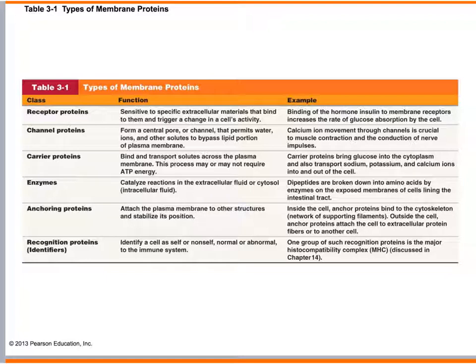Carrier proteins bind and transport solutes across the cell membrane. This process may or may not require ATP. We'll learn that later on. Enzymes are chemical catalysts, and they catalyze reactions in extracellular fluid or cytosol. Anchoring proteins attach the plasma membrane to other structures and stabilize its position, give it structure. And recognition proteins identify the cell or non-self. This is very important to the immune system.